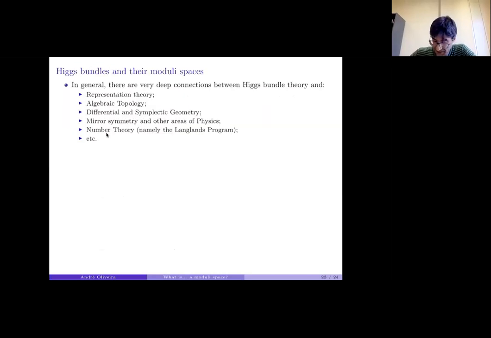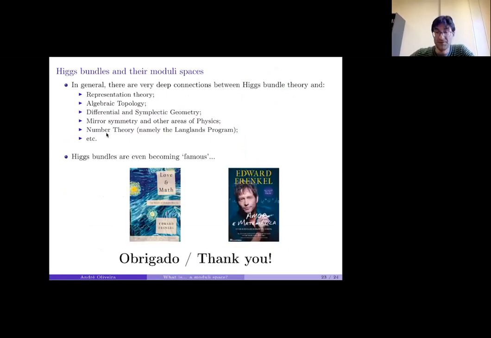Okay, so just to end, Higgs bundles and their moduli spaces have very deep connections to representation theory and algebraic topology. I mean, this is a theory in algebraic geometry, but it has very deep connections with many other areas. And they are really even becoming famous. If you look at these books by Edward Frenkel, this is the English edition.